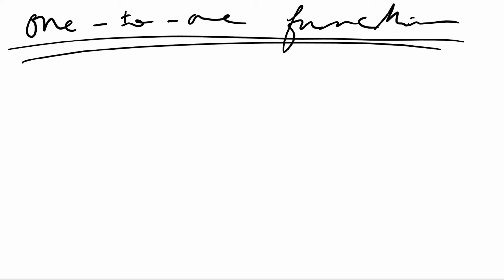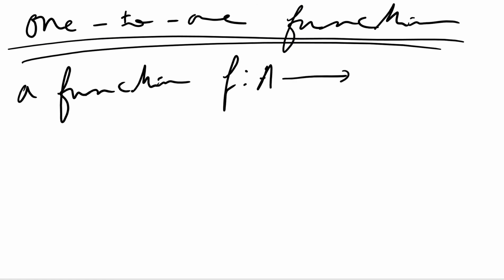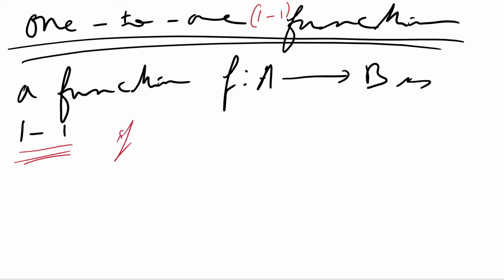So by definition, a function f from A to B is one-to-one. So be careful. This notation we also use to say that the function is one-to-one. So this is one-to-one. We can also write it this way. The function is one-to-one if, again, I say that one-to-one function, you can also write it this way, this notation.